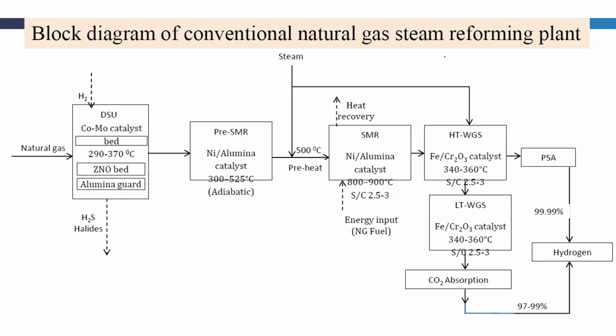This is the block diagram telling us about the natural gas steam reforming plant. Here natural gas is introduced. Firstly, we will be doing the desulfurization. This is the natural gas from the earth crust. If it consists of some amount of sulfur, we need to remove it, because even a minor amount of sulfur will deactivate our catalyst during the reformation reaction. So desulfurization takes place here.